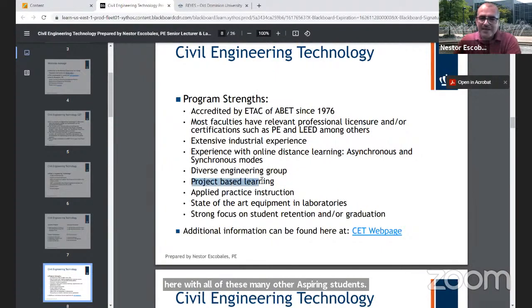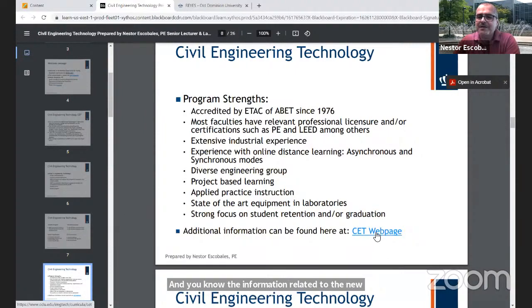The instruction is project-based learning. The instruction is applied practice as well. And we have state-of-the-art equipment in laboratories, which allows us to do all sorts of testing. And the department has a very strong focus on student retention and graduation. We want to make sure that you stay here. We want to make sure that you graduate. That is very important.